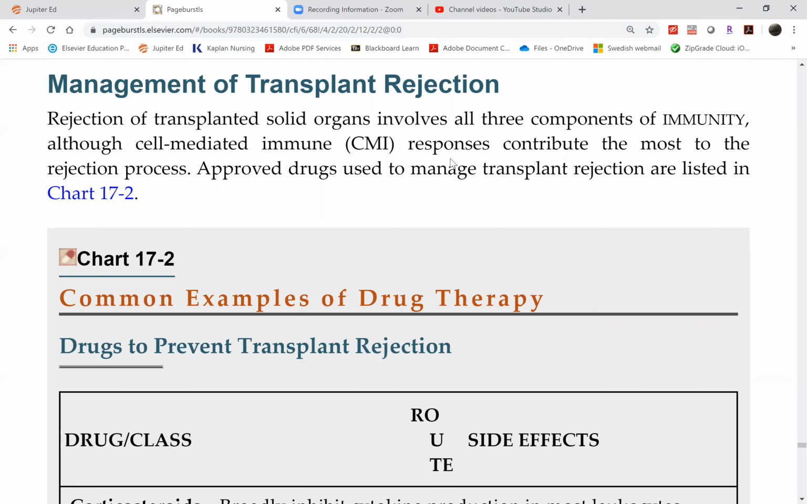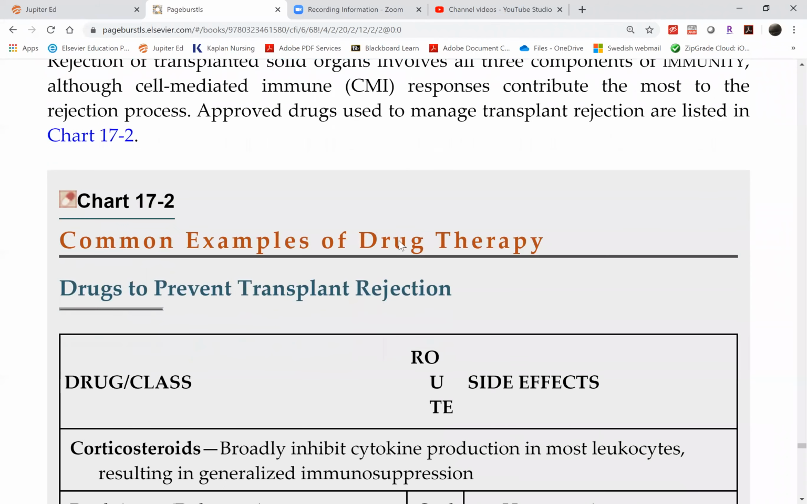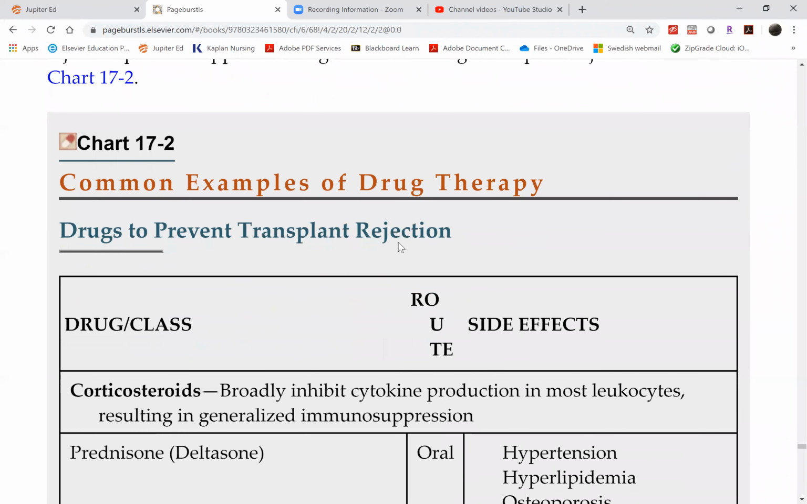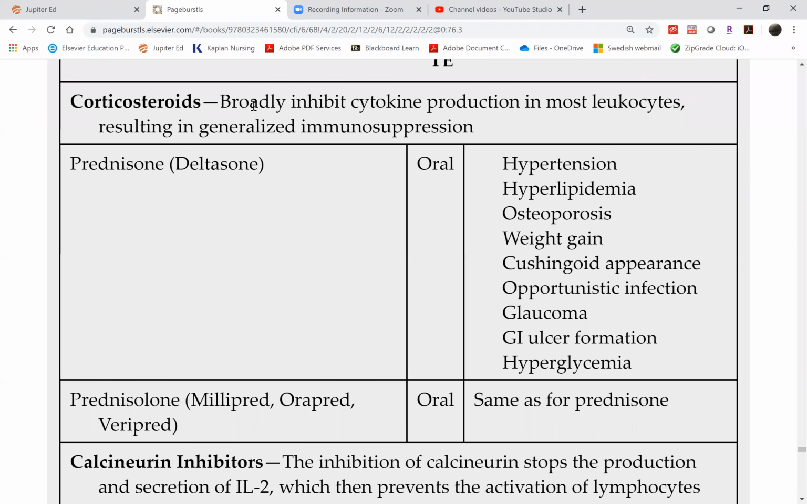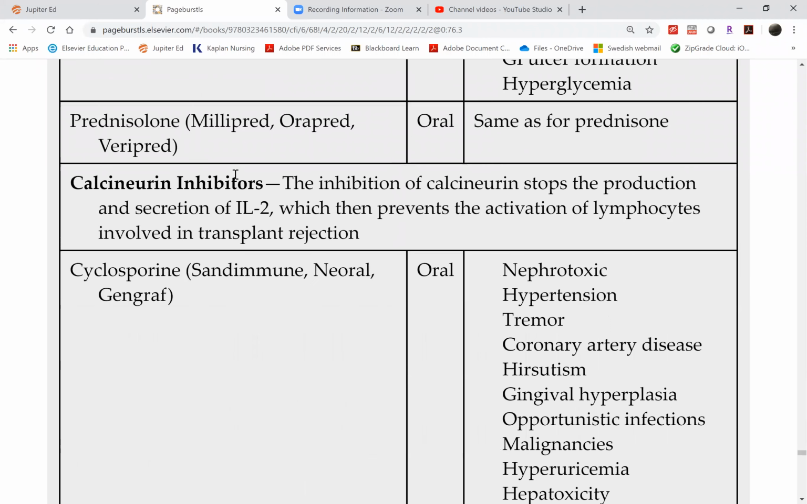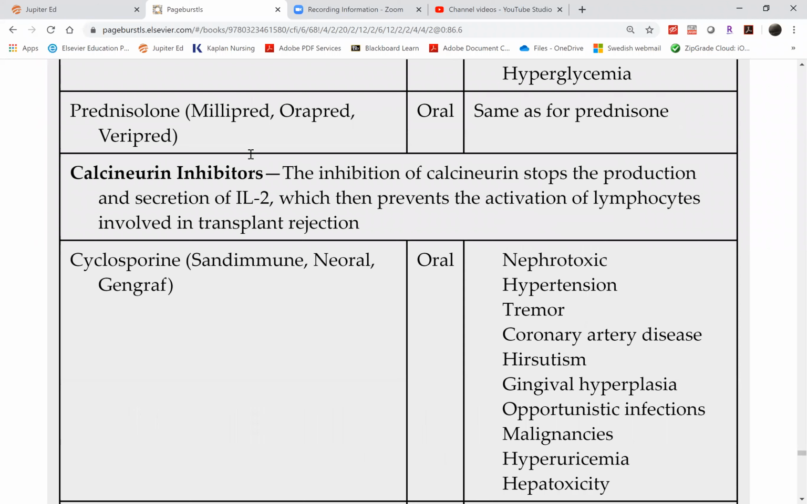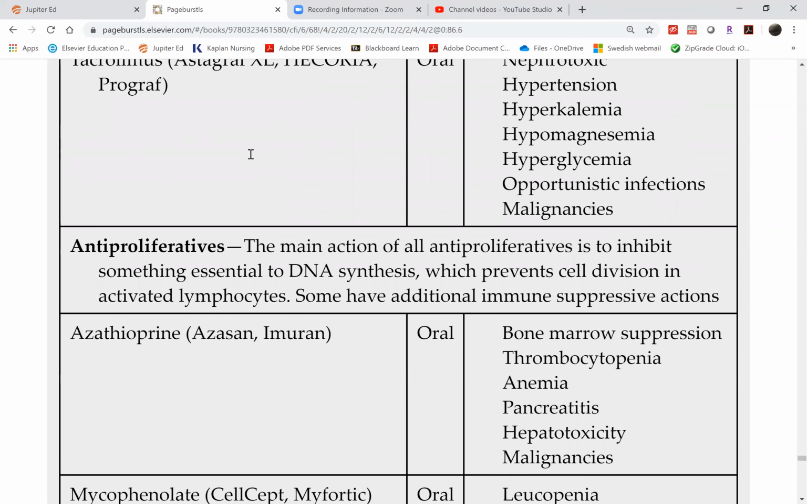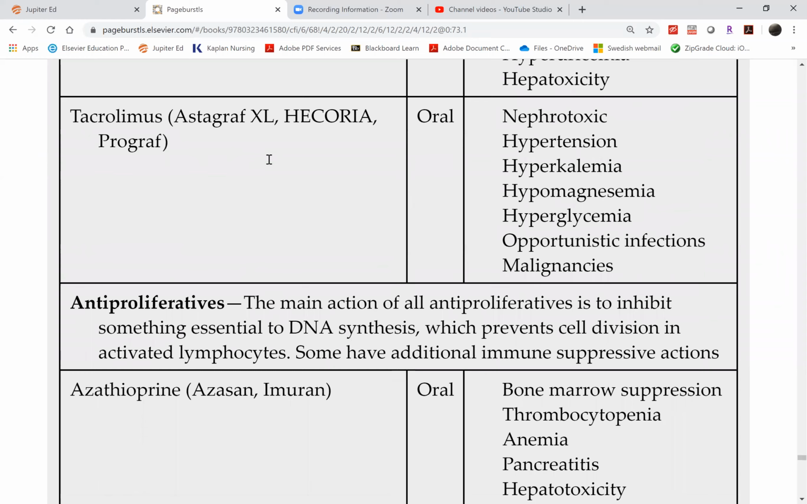So we kept mentioning in acute rejection and chronic rejection that in the case of acute rejection, we can stop it by adjusting the medications. In the case of chronic rejection, we can delay it. So what those drugs are is in chart 17-2, page 301. There are three groups of drug therapy here: corticosteroids, calcineurin inhibitors, and finally antiproliferatives. How they work is mentioned here.